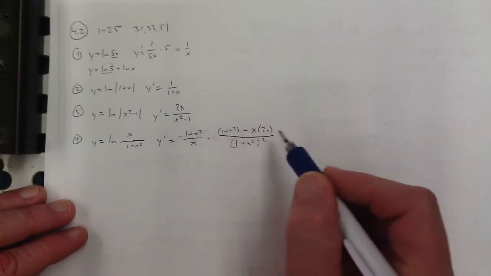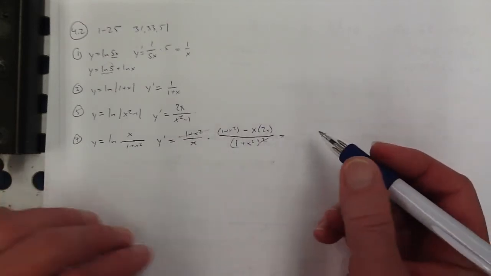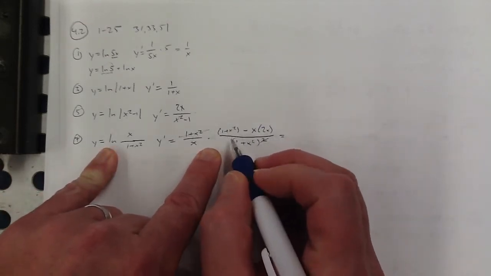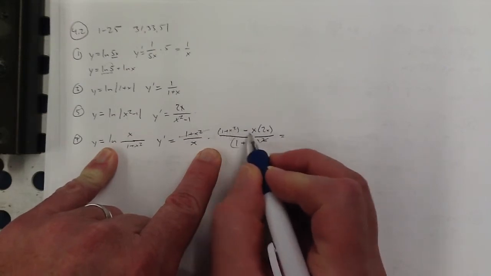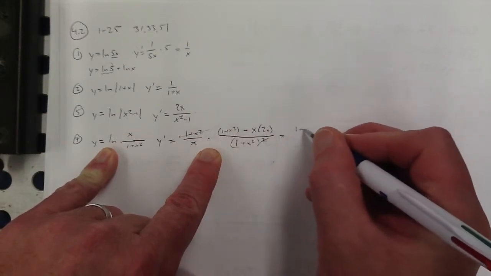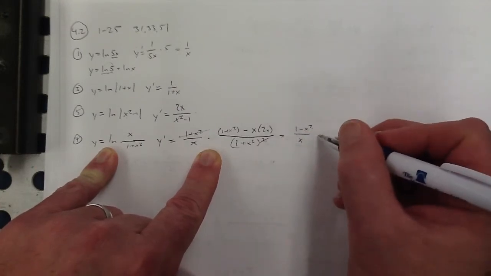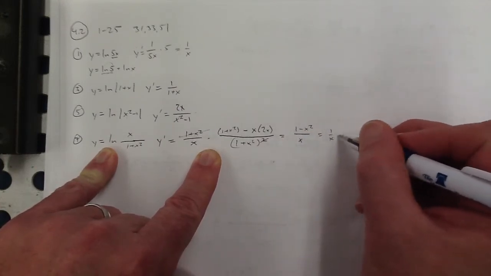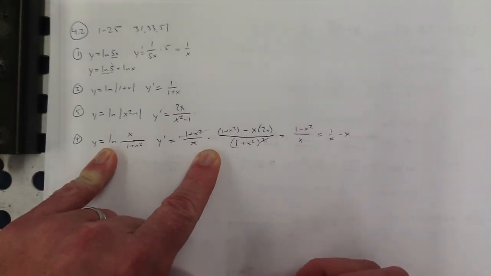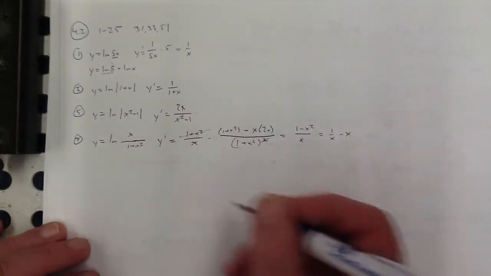I mean, I'm awfully tempted to do a little bit of simplifying here. On the top here, I've got 1 plus x squared minus 2x squared. That's 1 minus x squared all over x, which is 1 over x minus x. Something like that.